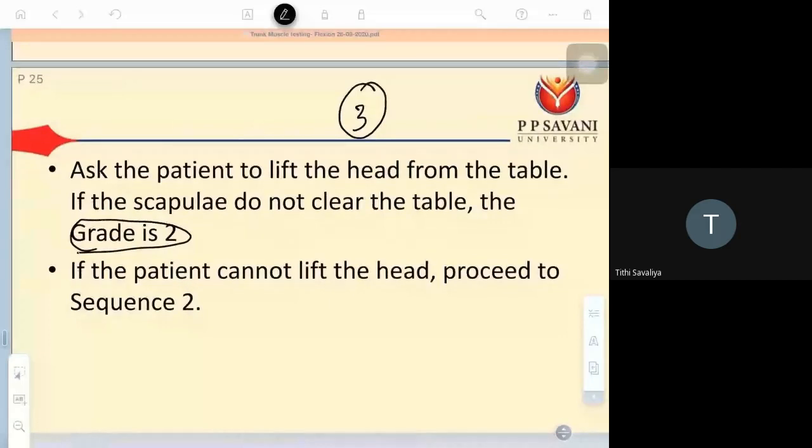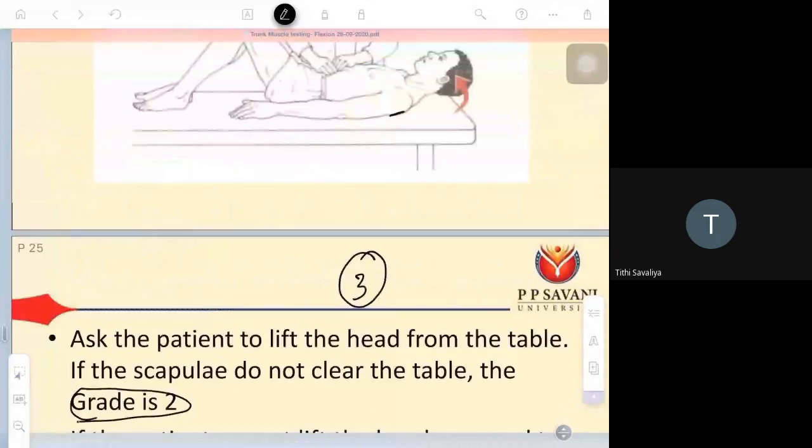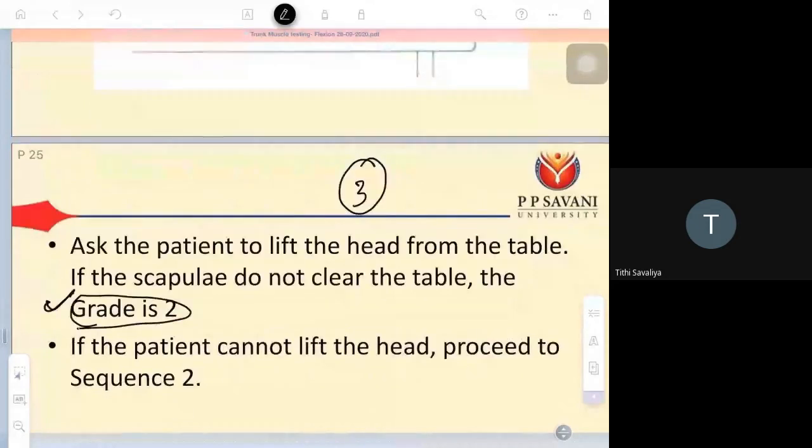Suppose here the patient can lift the head. Clear? The patient can lift the head, but he is not clearing the scapula. Then the muscle power is called 2. Suppose the patient cannot lift the head, then you go for the second sequence.